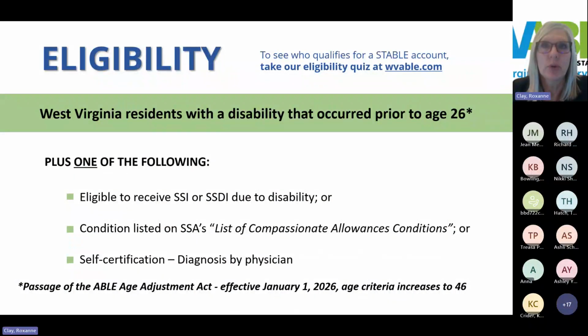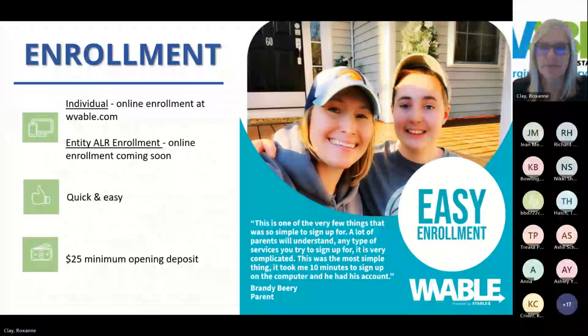And then a very important update to share, and that is the recent passage of the ABLE Age Adjustment Act. So beginning January 1 of 2026, individuals will be eligible for ABLE accounts if the onset of the disability occurred before the age of 46. So this is up from the current age requirement of 26.